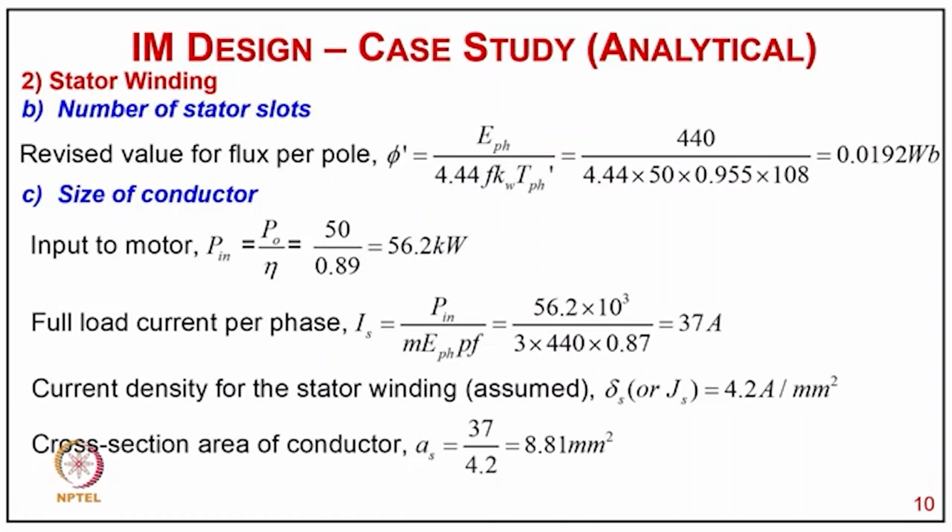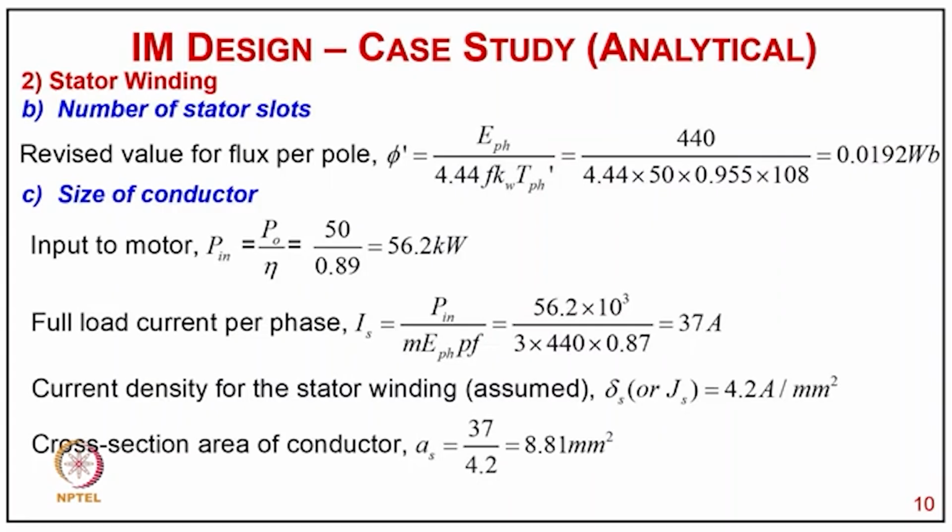Now current density, usually we assume. Here we are considering it at 4.2 ampere per millimeter square, but of course it depends on many parameters like cooling as well as the material property, and of course it decides the temperature rise as well as the resistance of the winding. So there are many factors, but the typical value starts from 3 and goes as high as 12. But this is nominal with air cooling, so normally we consider around 4.2 ampere per millimeter square.